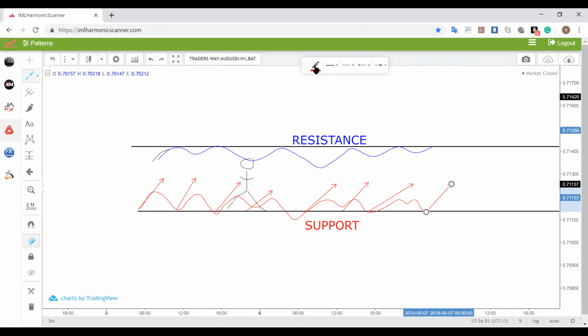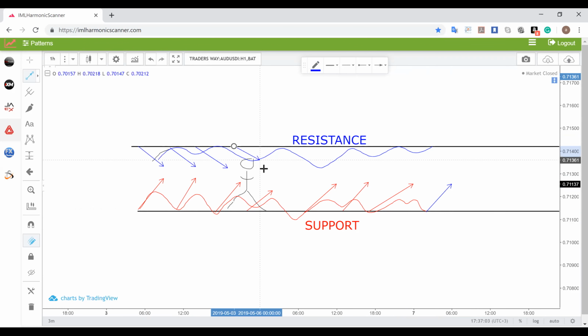Reverse now. Anytime you see price hitting a level that is above and it's coming down, and you see it happening multiple times, this is resistance.